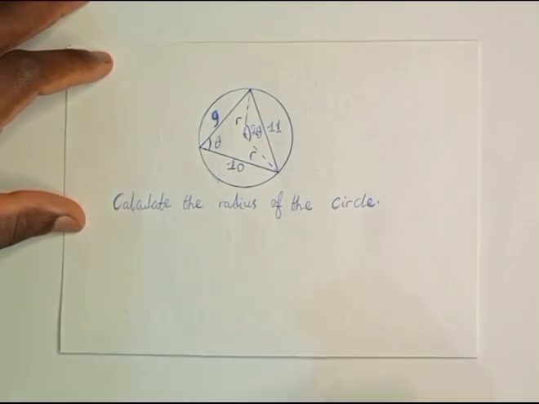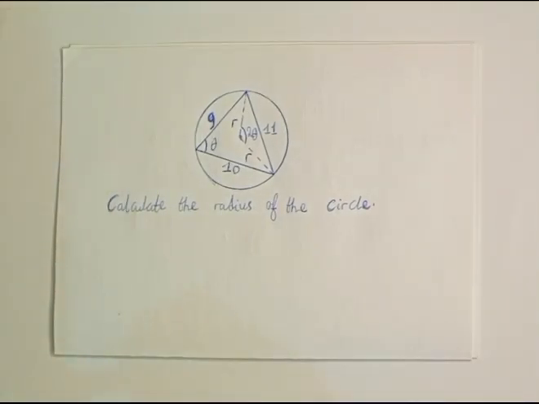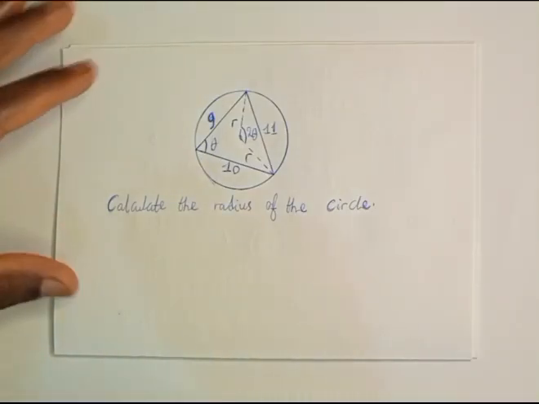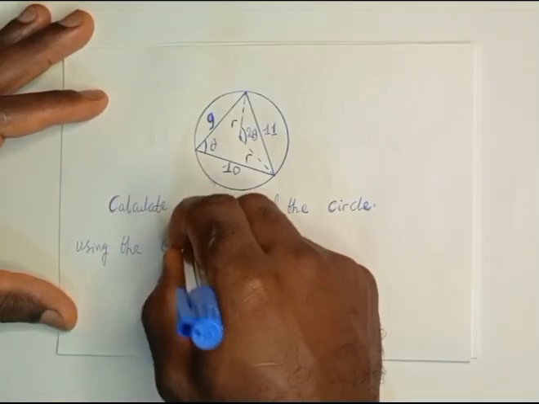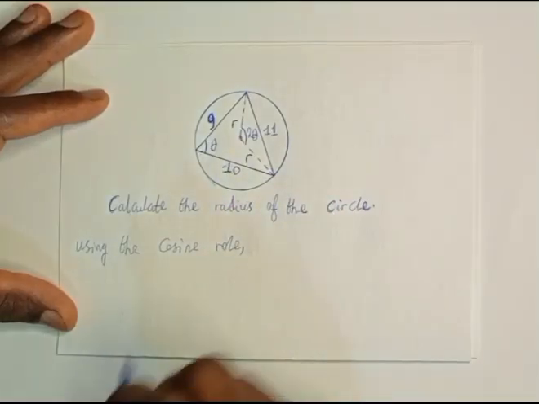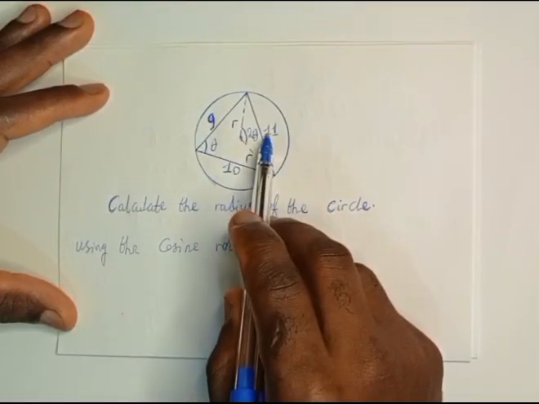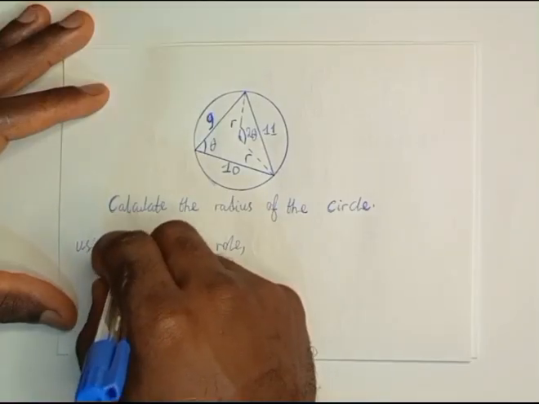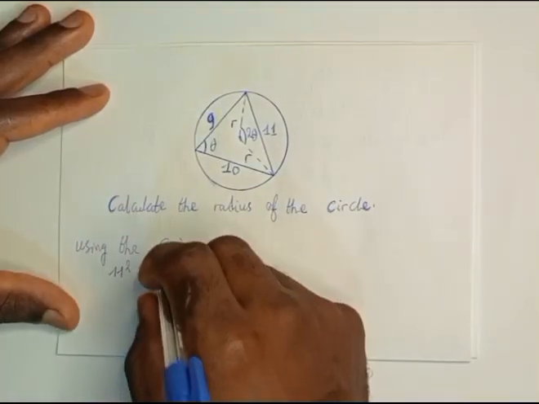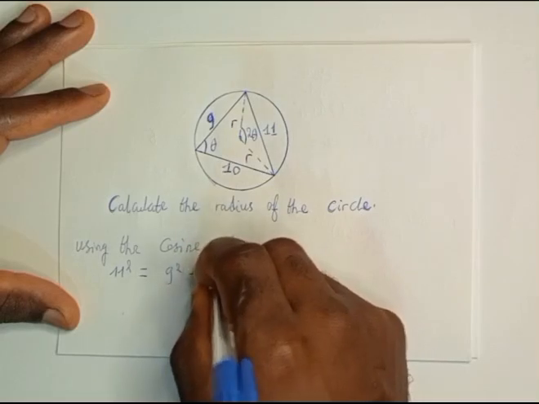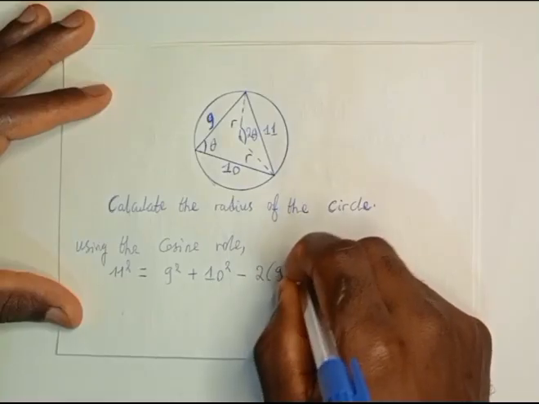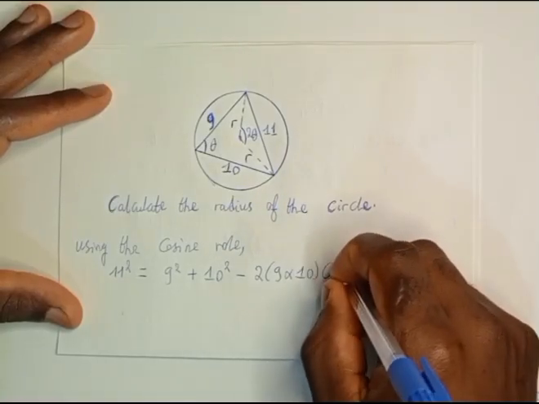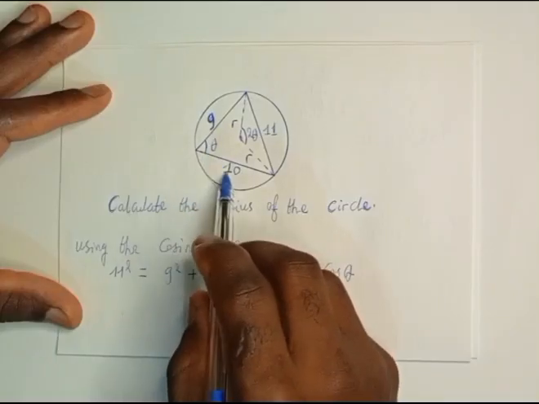By making use of the cosine rule, it is easy for us to find the angle theta. Let's find the angle theta using the cosine rule. This is the side which is opposite the angle theta. 11 squared will be equal to 9 squared plus 10 squared minus 2 times 9 times 10 cos theta, the angle between the two sides.